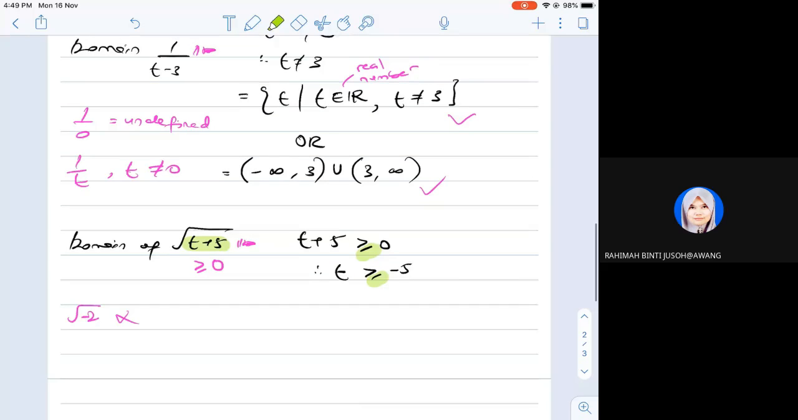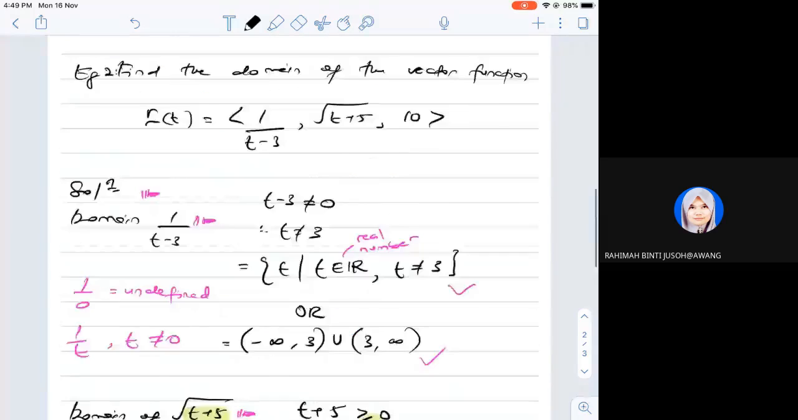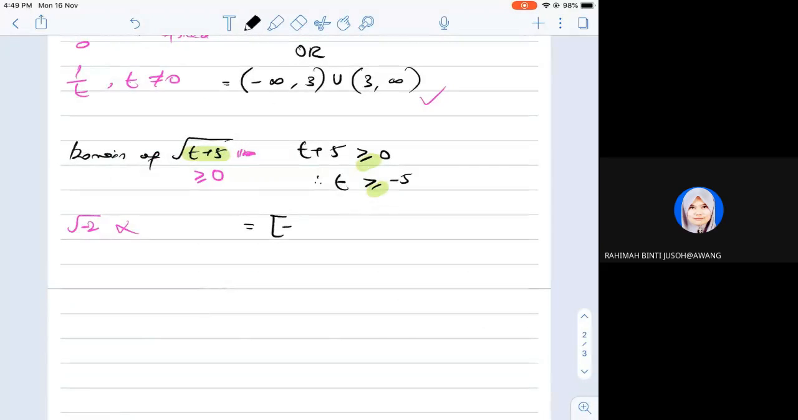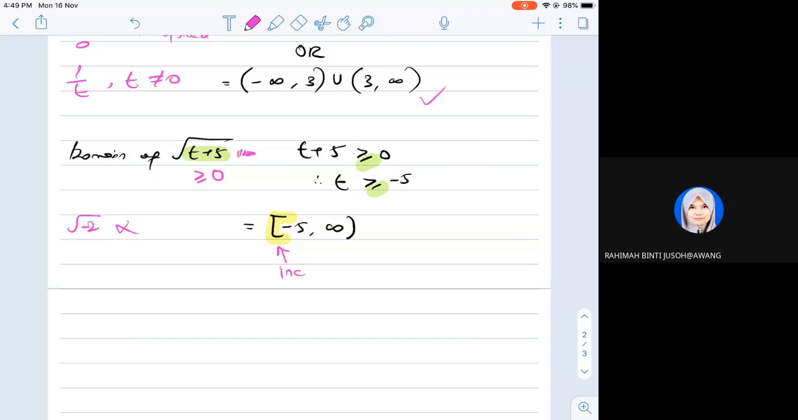So in other words, we can write the domain as negative 5 until infinity, right? For the domain of square root of T plus 5, I should use a closed bracket because it is included. So a closed bracket at negative 5, until infinity with an open bracket. This closed bracket means that we include negative 5 because we have the equal sign.